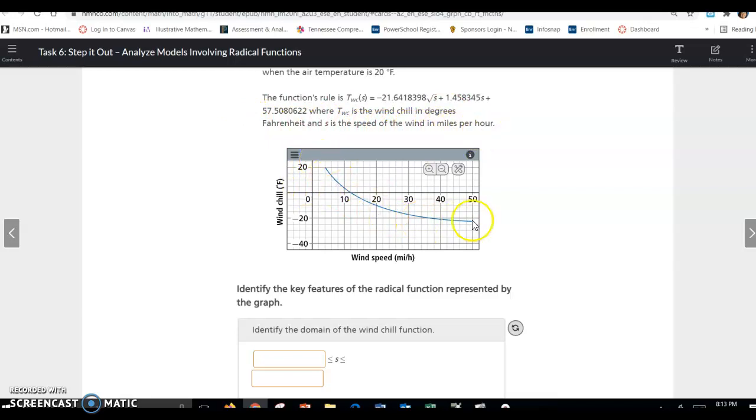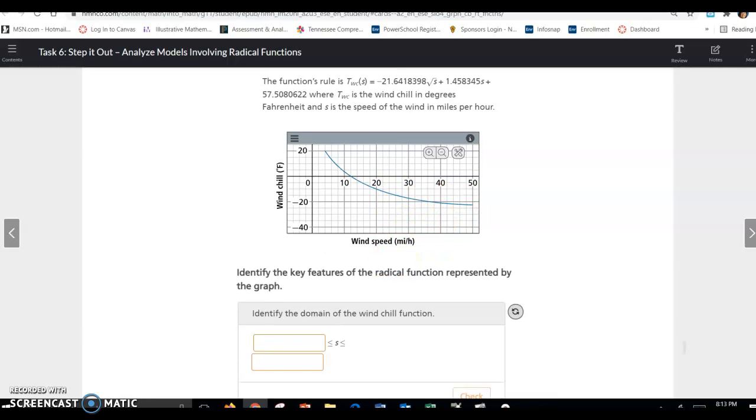All right, so this is your graph, and this is wind speed. You can see the wind speed goes from 0 to 10, 20, 30, 40, 50 miles per hour. You can see the wind chill here drops. It starts at 20 degrees Fahrenheit, and you can see the wind chill gets colder and colder as the wind speed increases.